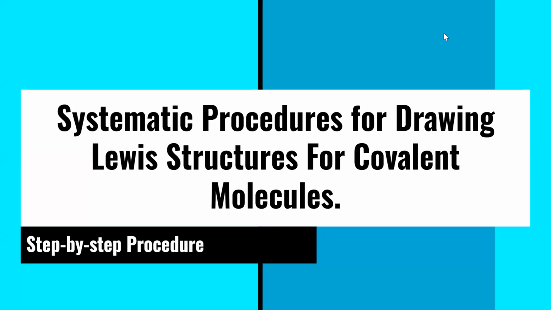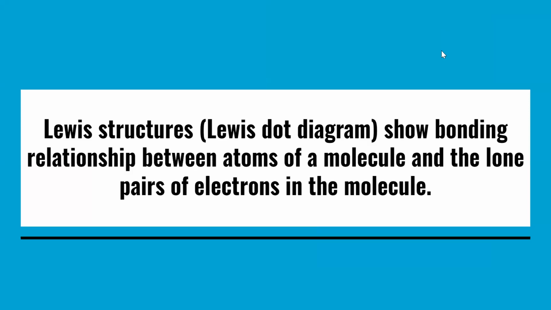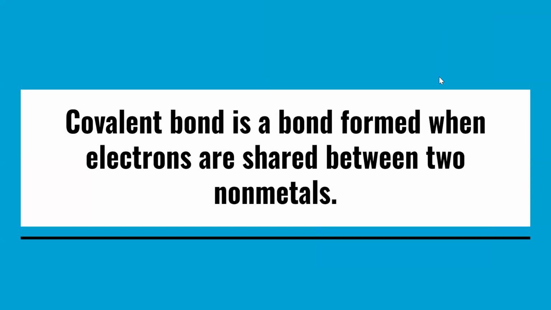This is a systematic procedure for drawing Lewis structures for covalent molecules. Lewis structures, also known as Lewis dot diagrams, show the bonding relationship between atoms of a molecule and the lone pairs of electrons in the molecule. And a covalent bond is a bond formed when electrons are shared between two nonmetals.